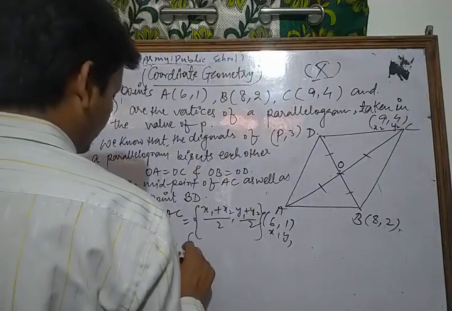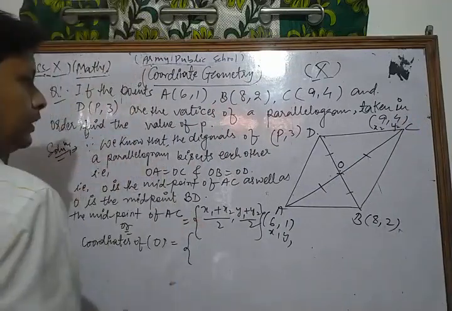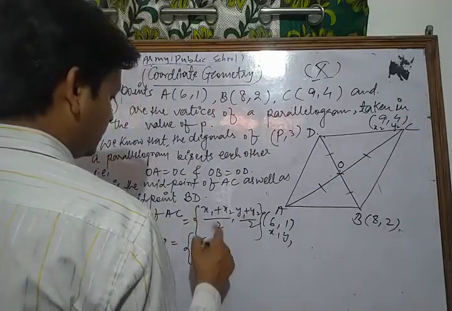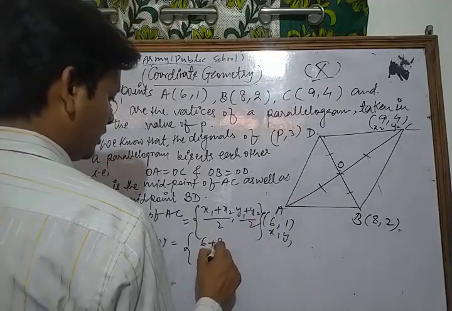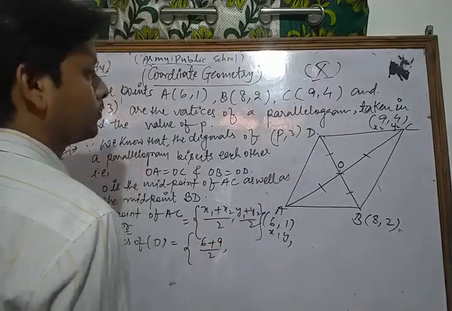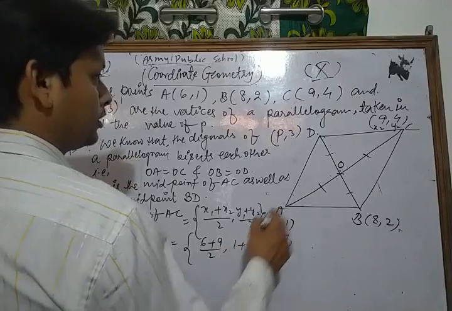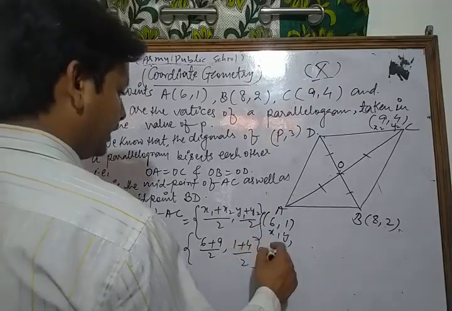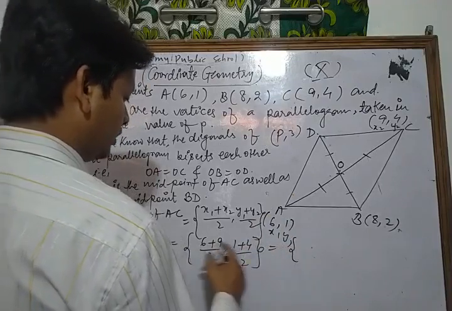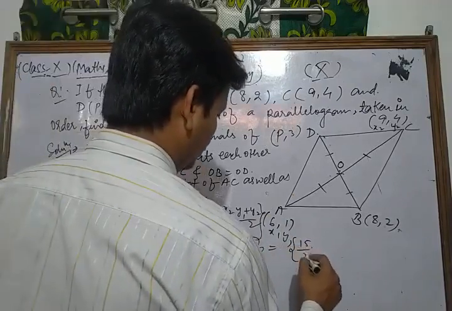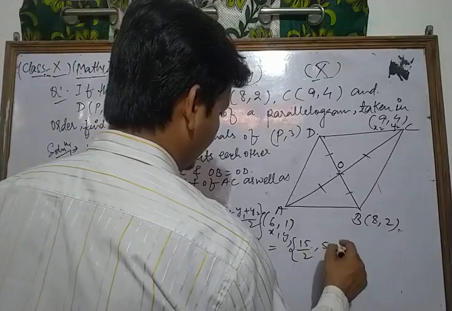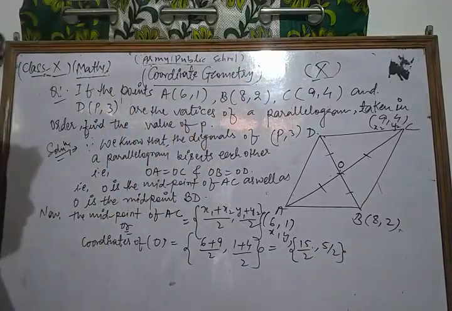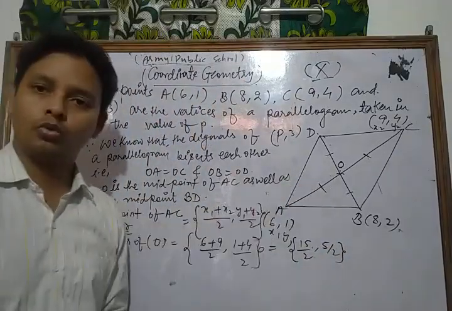x1 plus x2 means 6 plus 9 upon 2, comma, 1 plus 4 upon 2. So we get 15 upon 2 comma 5 upon 2. This is the midpoint of AC, that is the coordinate of O.